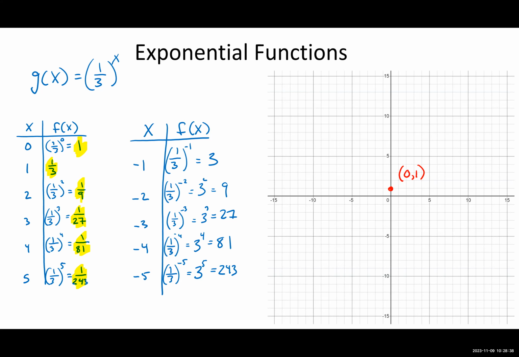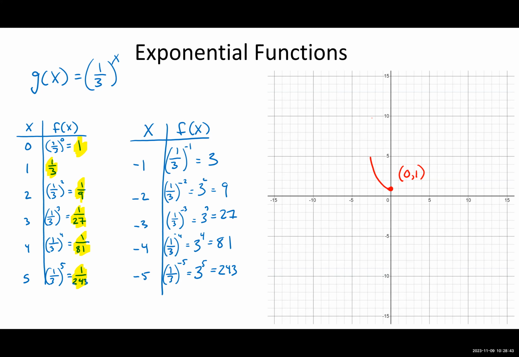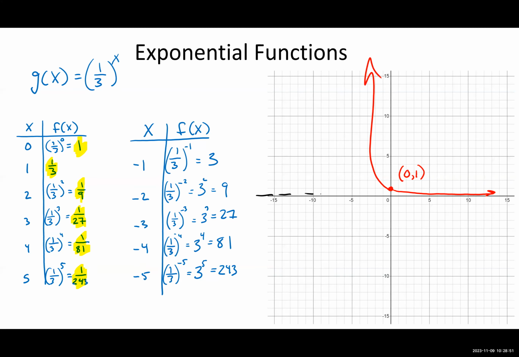So now for negative numbers, the graph is getting big. And for positive numbers, the graph is getting small. Still, we have this horizontal asymptote at 0.